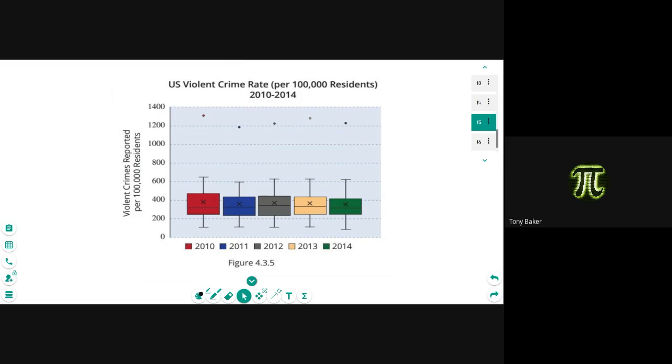I wonder if they actually tell what the outliers are. Oh, that's actually the crime rate in Washington, D.C. that is the outlier value. That said something.